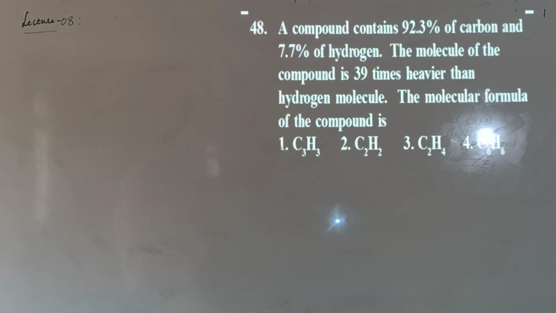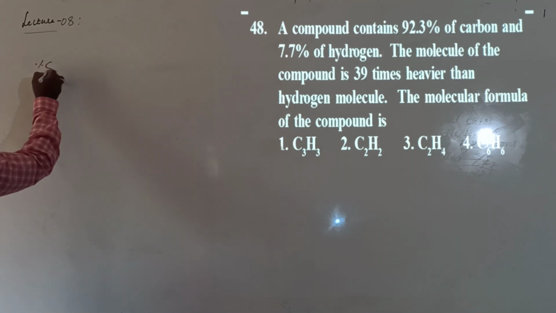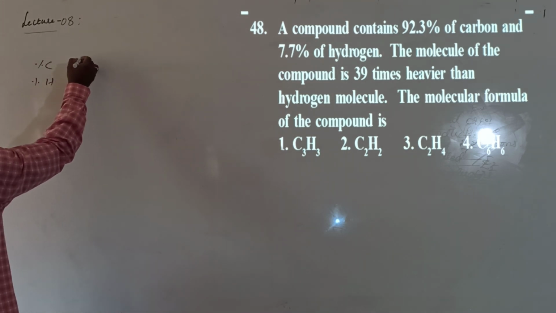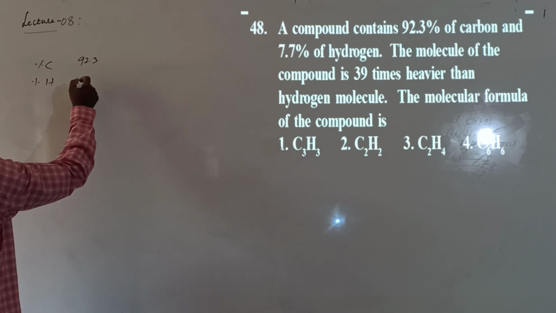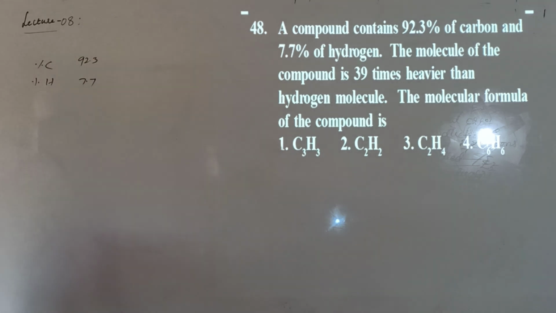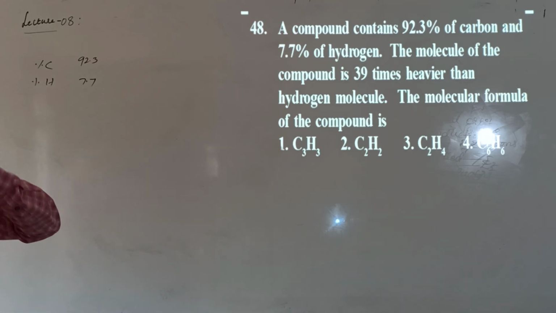A compound contains 92.3% of carbon and 7.7% of hydrogen. The molecule of the compound is 39 times heavier than a hydrogen molecule. Then the molecular formula of the compound is, right? He has given the percentage of carbon as well as the percentage of hydrogen. How much? 92.3, and how much is given? 7.7. If you want to get the relative number of atoms, first of all you need to calculate the empirical formula of the compound.